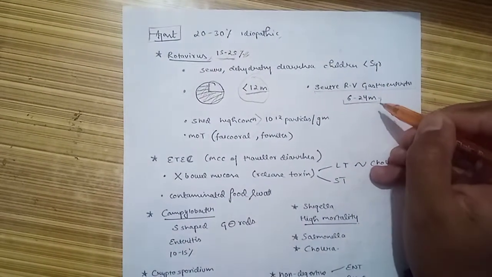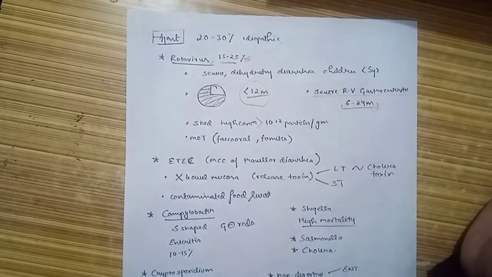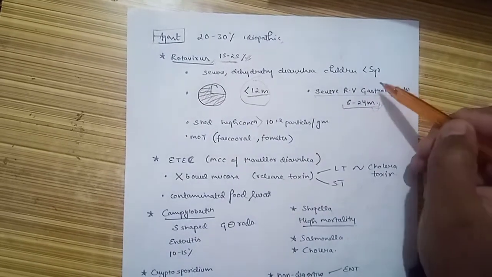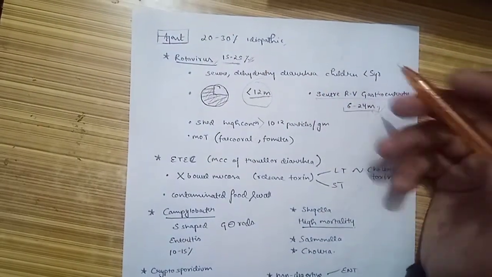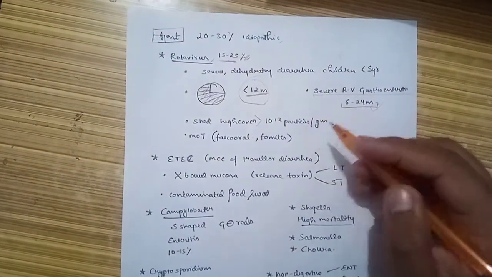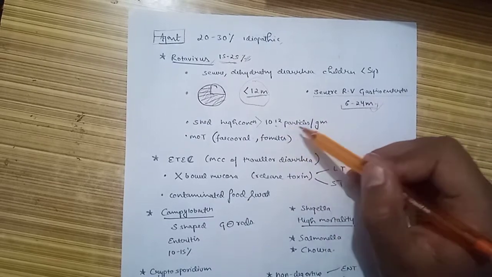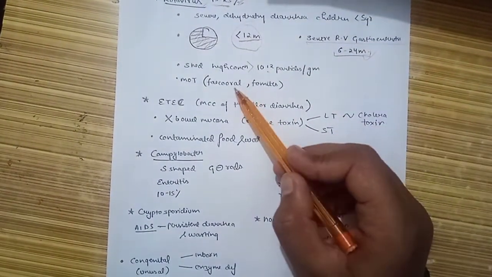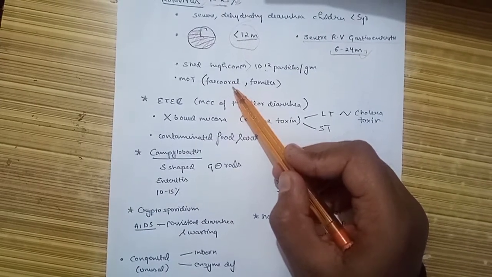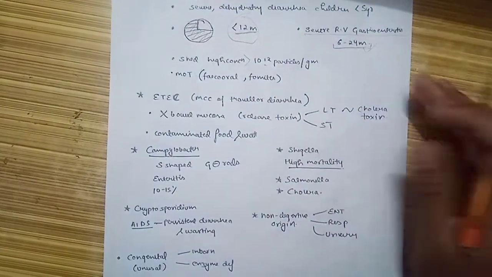Now, at the age of 6 to 24 months, the child may develop a severe rotavirus gastroenteritis, and these rotaviruses are excreted in a large amount in our excreta, that is 10 to the power 12 particles per gram. Mode of transmission in the case of rotavirus is through the fecal-oral route, okay, and contaminated fomites.